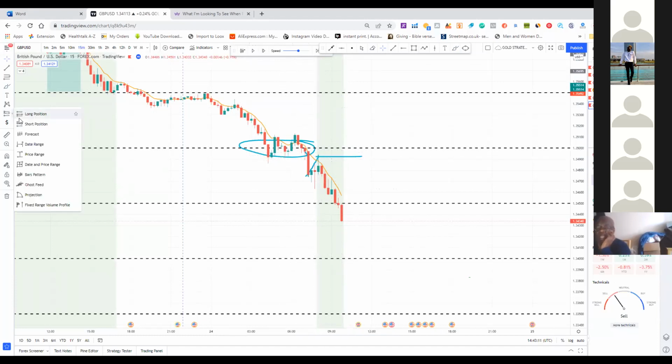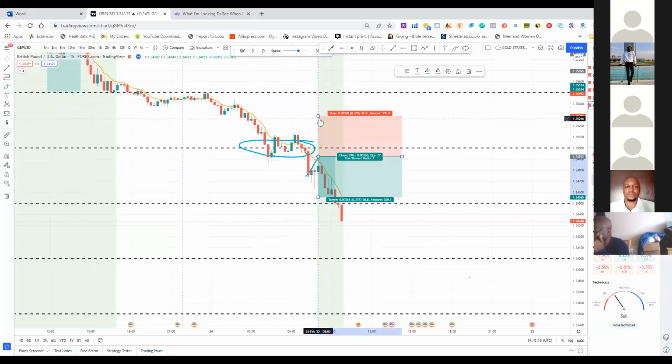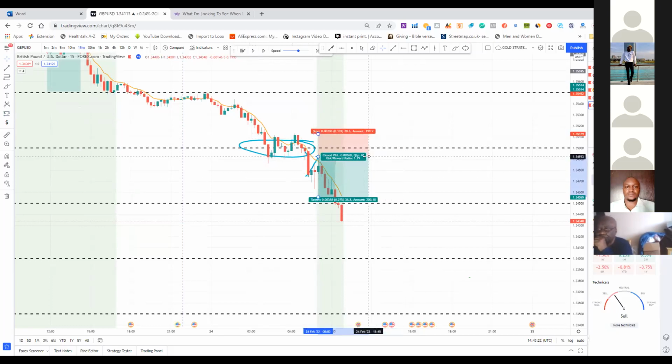So we had a short signal from here, and our stop loss was around here, the previous high, which is about 20 pips. And then I said we're targeting that level. That was the first signal I sent. And how many pips is that?